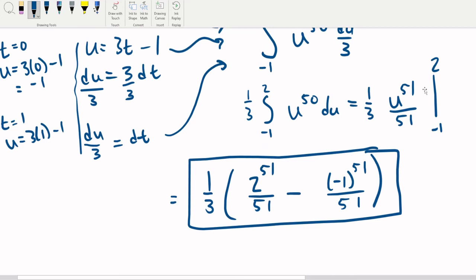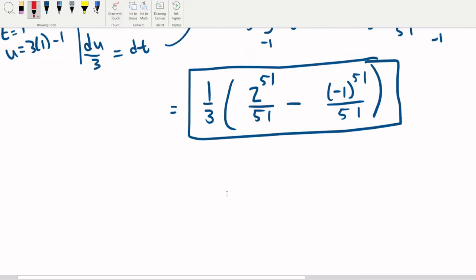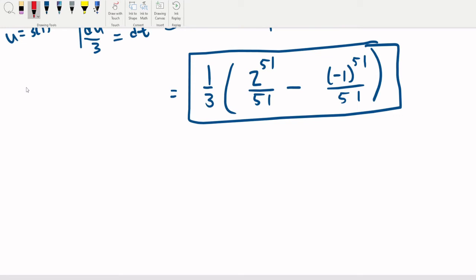at this point, method number 2 is we're going to take this and copy it over here. Okay, copy it over here, and we're at 1/3 u to the 51 over 51, and to some bounds that are t bounds, but we're in u, so we're just going to leave them for a second.